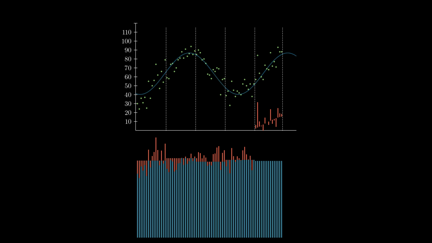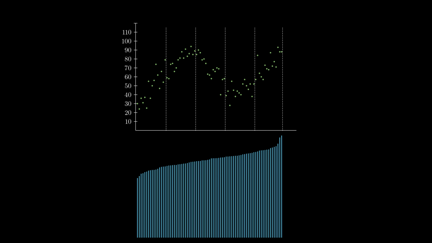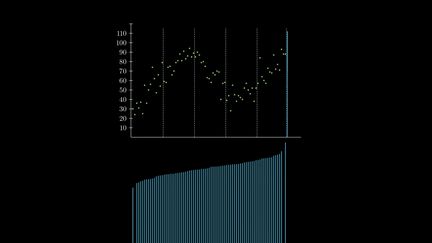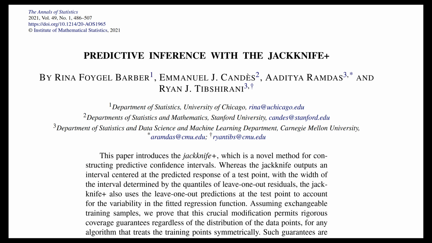Instead, one needs to take quantiles of model predictions plus the differences. This final algorithm is called CV+. For big words, see Predictive Inference with the Jackknife Plus by Rina Foygel Barber and others.